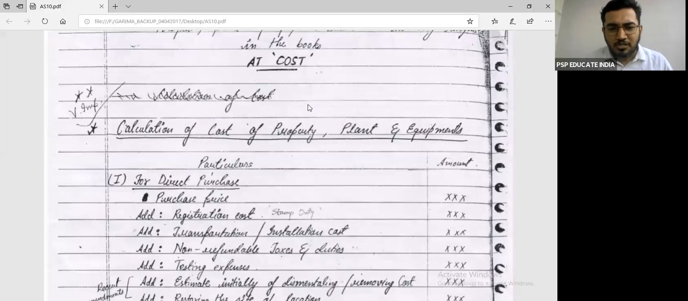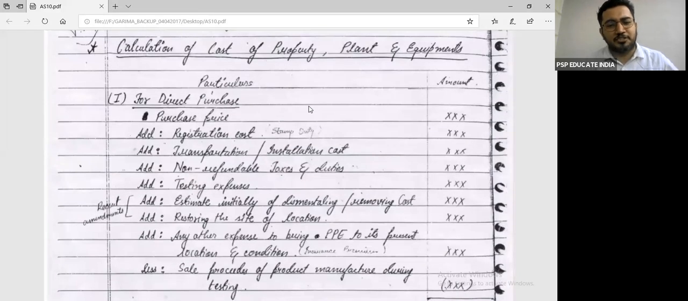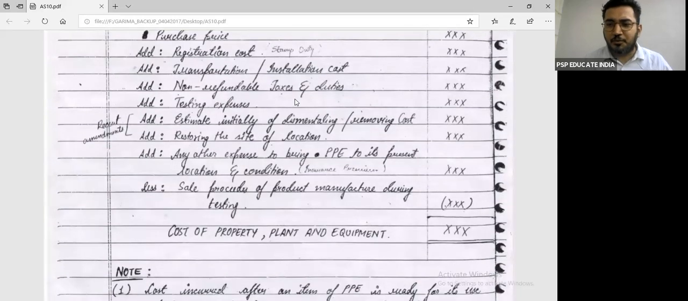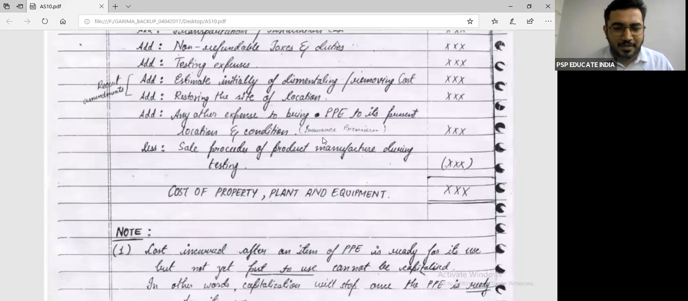Now, what is the meaning of cost? First point says for direct purchase. Whenever you have a direct purchase, you will take purchase price. You will add to that the registration cost or the stamp duty, the transportation or the installation cost, the non-refundable taxes and duties, testing expenses, initial estimate of dismantling or removing cost, site restoration cost, any other expense to bring the PPE to its present location and condition. From that, ultimately, you will deduct the sale proceeds of product manufactured during testing. We have understood each and every aspect in detail. The final answer that you will get will be called as the cost of PPE.